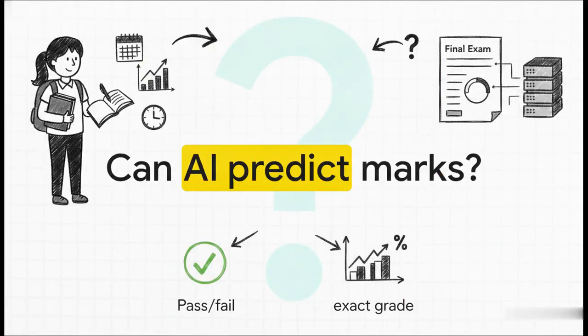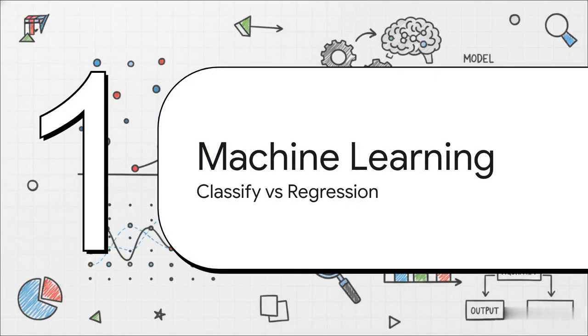To set the stage, let's start with a really relatable question that's posed right at the beginning of our source. Can AI predict marks? Imagine for a second that you're a teacher. If an AI model looks at your students' study habits, their attendance, maybe their previous scores, can it actually predict their performance on a final exam? And if so, will it predict their exact numerical grade, or just whether they pass or fail? That central real-world question is exactly what we're going to explore as we unpack the tools AI uses to actually make these predictions. Okay, let's dive into this.